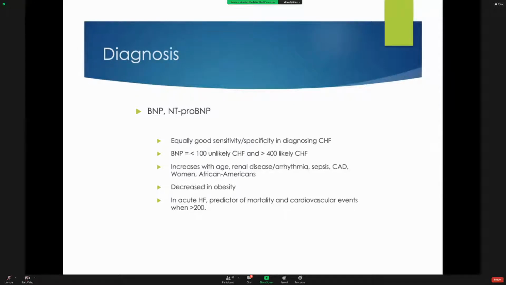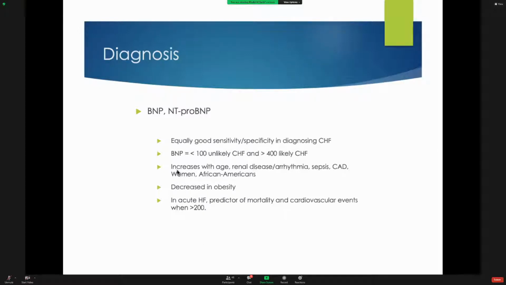Okay, so BNP or pro-BNP, they both have good sensitivity and specificity in diagnosing congestive heart failure. When the BNP is less than 100, congestive heart failure is unlikely. When it's more than 400, it is most likely congestive heart failure.